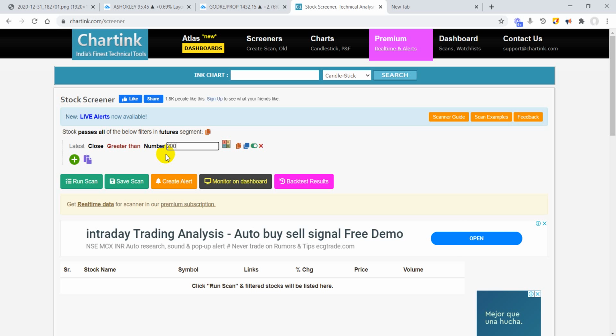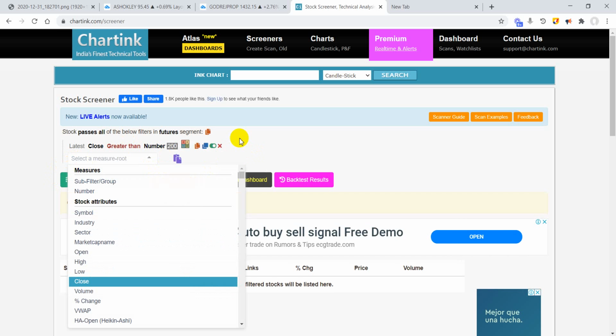In the initial 15 minutes there is a lot of volatility in the market. Let it settle, let the individual stocks find their trend for the day, be it bullish or bearish, and then we will be looking for our trades. So 200 rupees is the minimum price above which the stock should be trading before we enter into the trade.